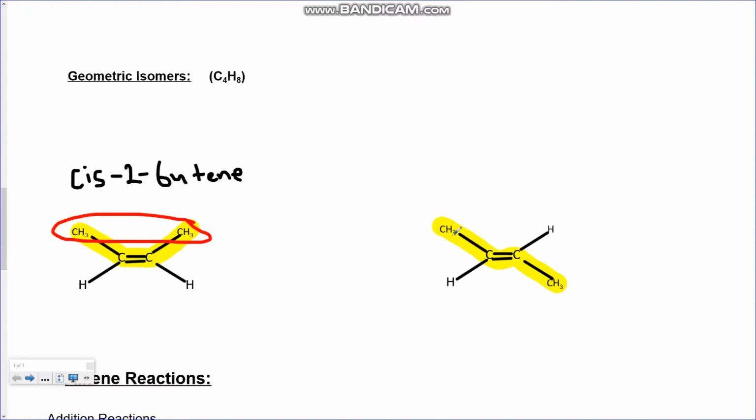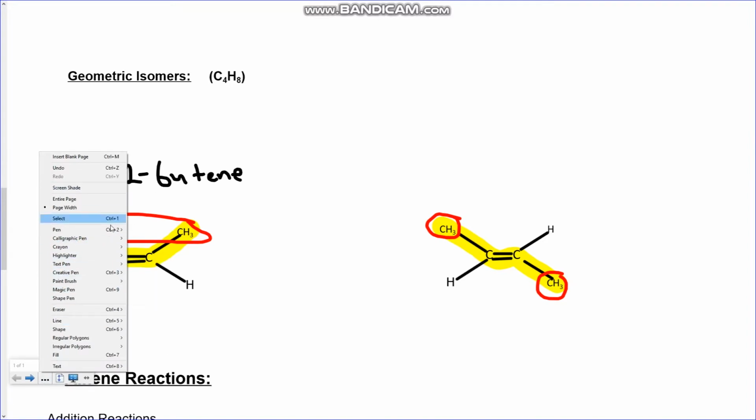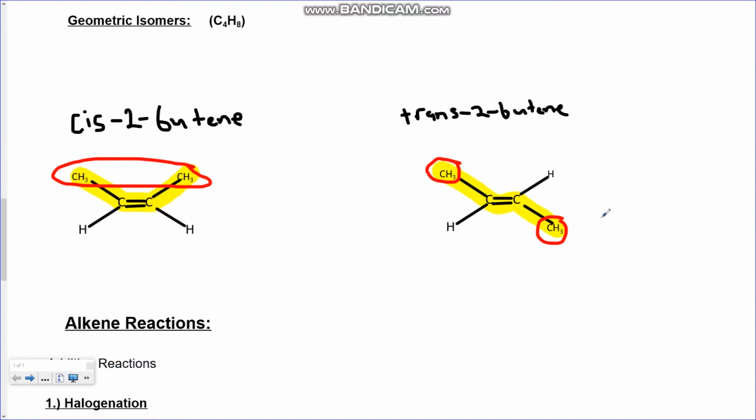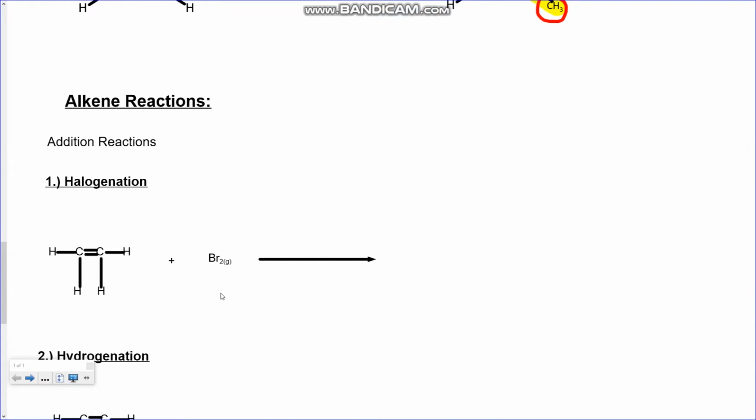Now what's happening is the largest groups we have here, the CH3s, are not on the same side. They're actually on opposite sides of each other. This configuration is known as a trans configuration. So it's written the same way, but instead of cis-2-butene, it'll now be trans, meaning different sides, 2-butene. There we go. So 4 carbons, 1, 2, 3, 4, check. 2, yep, 2, trans, different sides. Yep, perfect. Moving on.